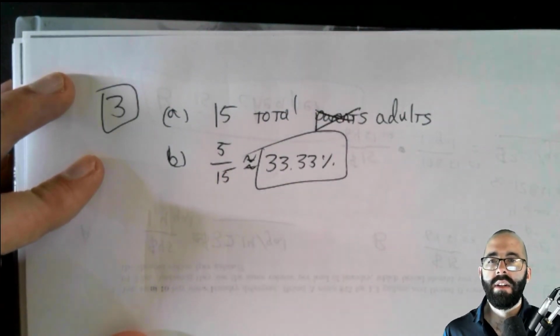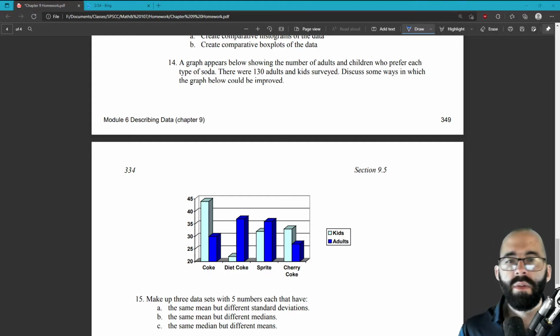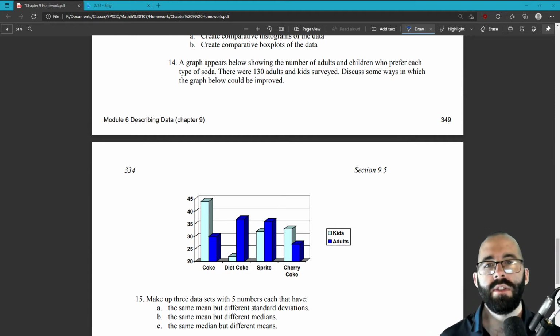I wanted to look at 14 a little bit as well. We have this graph on the bottom showing the number of adults and children who prefer each type of soda. There were 130 adults and kids surveyed. Some ways could improve the graph. What's one of the ways that we can improve the graph?